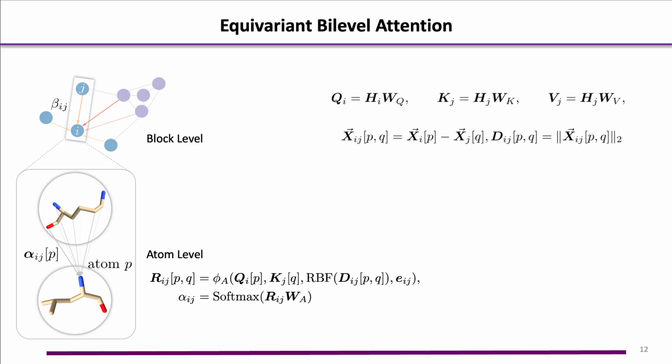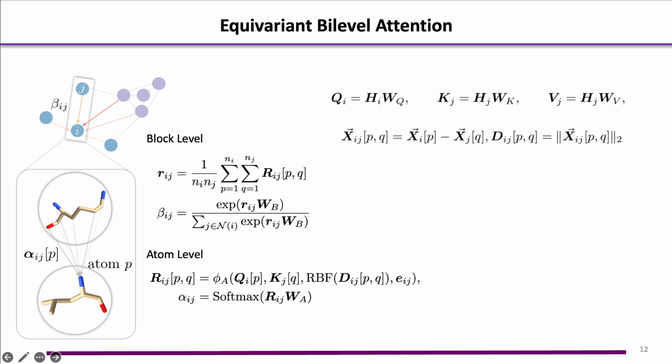These relation vectors are later transformed and fed into softmax to derive atom-level attention weights. At the block level, the relation vector between block I and J is derived by pooling the relation vectors between atom pairs. And then softmax on the block level is implemented to obtain the block-level attention weights.